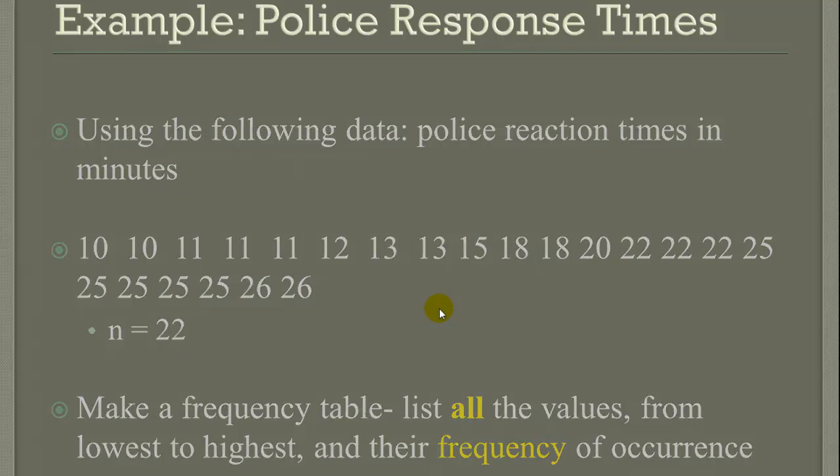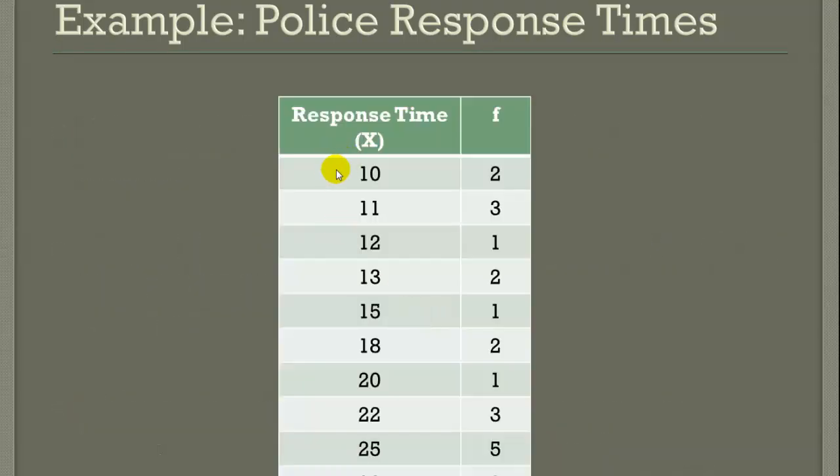Just to jump ahead and show you what that looks like, if we did the distribution for all that data, we would have response time, and I put X here because again that denotes that it's our variable of interest, and then the frequency for each time occurrence. So you can see the most here is 5 response times at 25 minutes. Okay, but this is all really easy and straightforward, so we're going to move pretty quickly. It's probably the easiest chapter in this book.